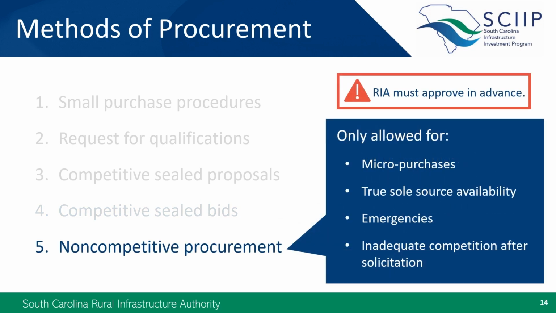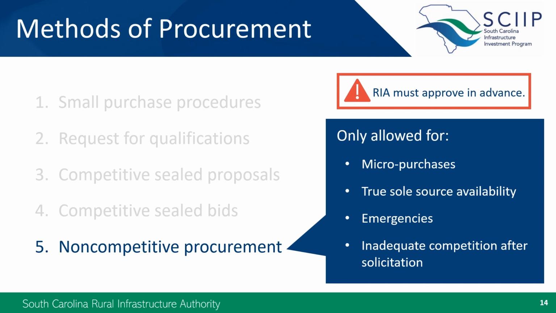Non-competitive or sole source procurement is only allowed in very limited circumstances, and you should always contact RIA in advance before using this method for a grant-funded purchase. Some examples where we might approve this are when you need to contract with the local electric utility for services that only they can provide, or if you need to purchase a specific brand of replacement water meters that are compatible with your existing meter reading system. You must document the reasons and demonstrate that you have no other viable options.